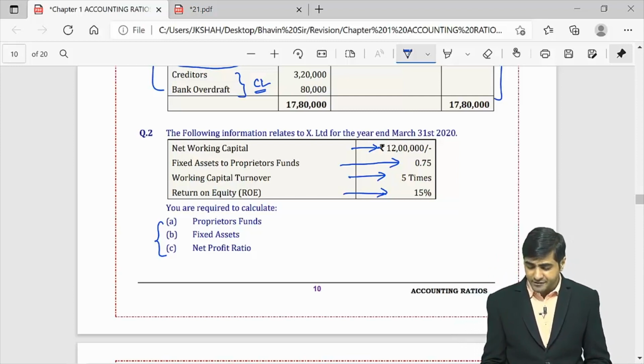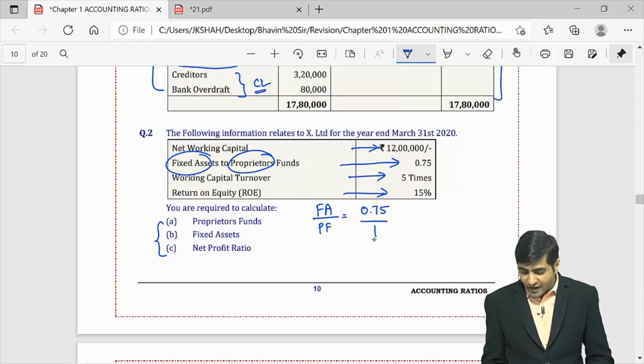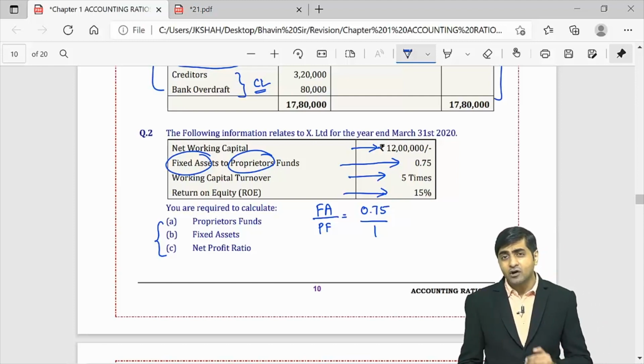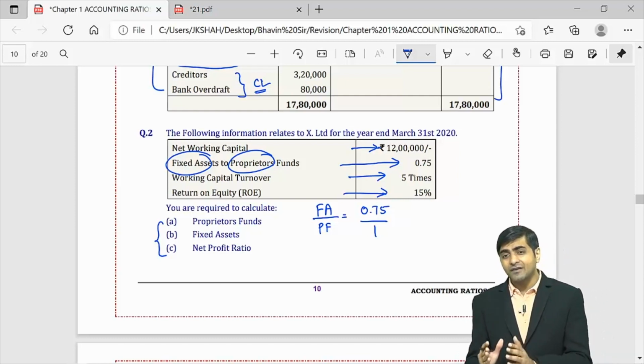Guys, always remember that whenever we have fixed assets upon proprietors funds, which is 0.75, this is a balance sheet ratio. As you can see, both these figures are coming from the balance sheet. We'll take 0.75:1. So for every 1 rupee of your proprietor funds, 75% gets blocked in your fixed assets. So guys, what about your balance 25%?